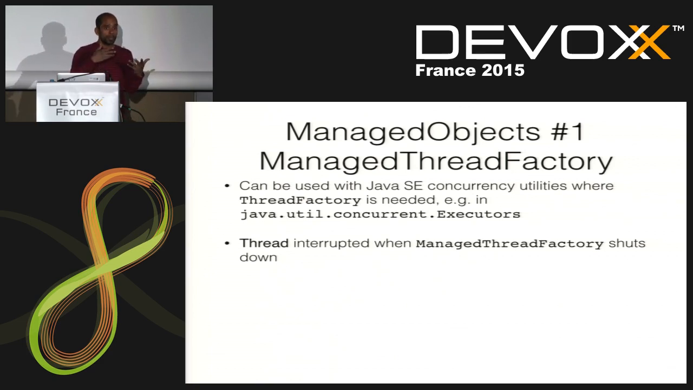Remember, because this is all done by the container, there are multiple threads running in the background. Somebody else might interrupt it, or the thread factory might shut down. Let's say your application server crashes for some reason, then your thread will get interrupted, and you will need to act upon it accordingly.